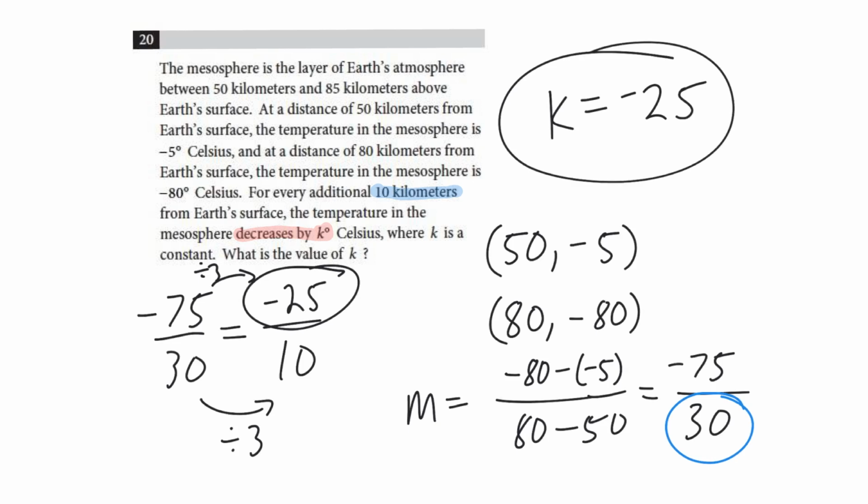However, we need to be careful here because it's saying that the mesosphere temperature decreases by k. All right, so it doesn't decrease by negative 25, right? Negative 25 is the value of change. It decreases by strictly just 25. So you would answer 25 on this problem.